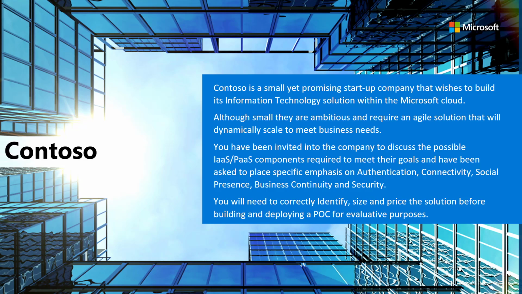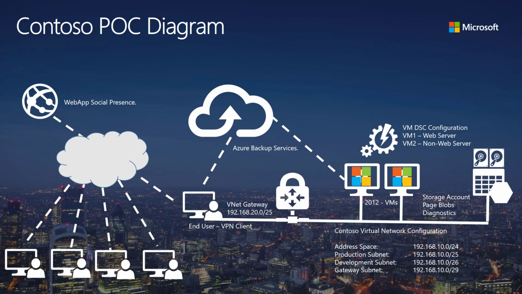Your design will include the following components: a virtual network used to control internal IP address allocation, a virtual network gateway for connecting a point-to-site connection for remote administration, 2 Windows 2012 R2 data center virtual machines controlled by desired state configuration policies, the required storage necessary to host the virtual machines and log in data, a web app for social presence, and a backup solution. As we work through the following slides, we will look at these components in more detail.